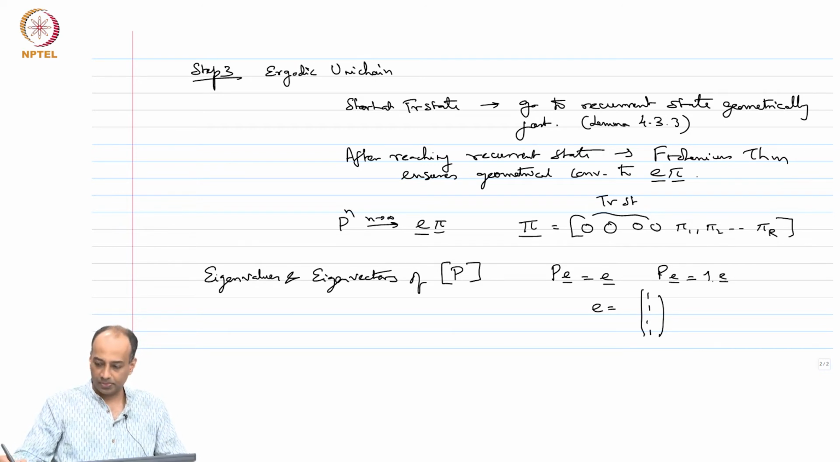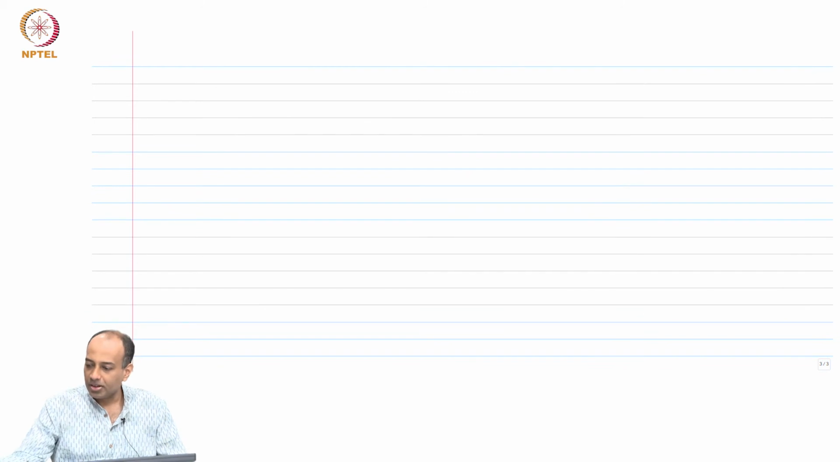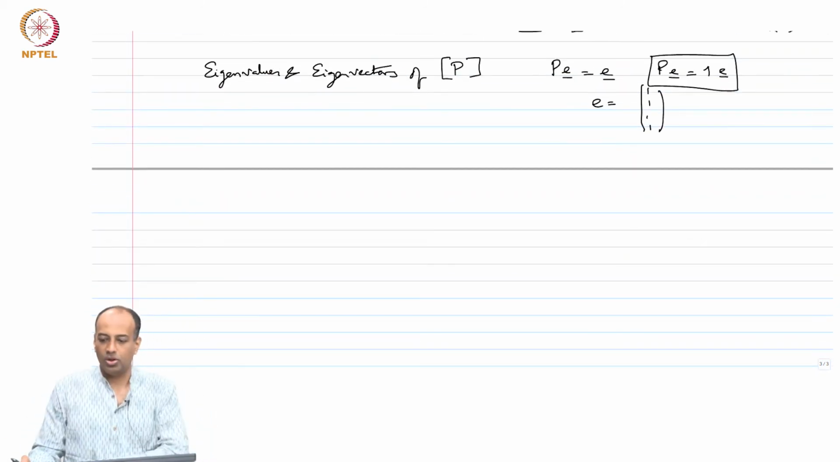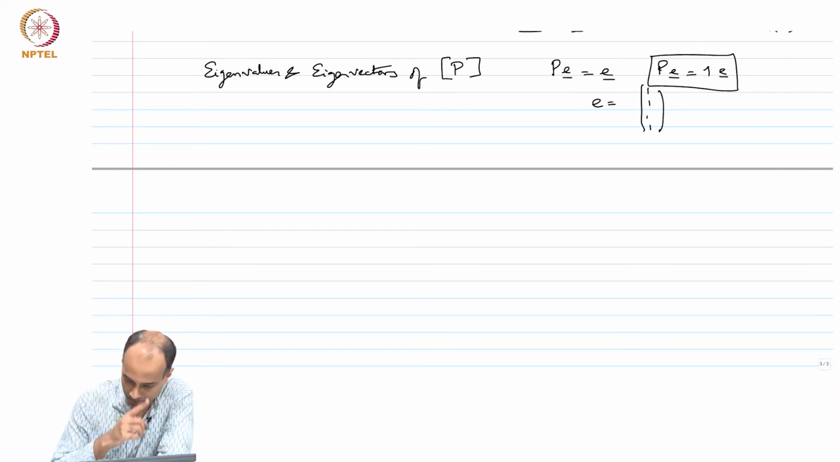All right. So, this already looks like a right eigenvalue equation. This looks like Ax equals lambda x, where A is just P here, E is the eigenvector and the eigenvalue is 1. So, this is the study that we are going to undertake now in a little more detail. First, I want to define right eigenvectors and left eigenvectors.